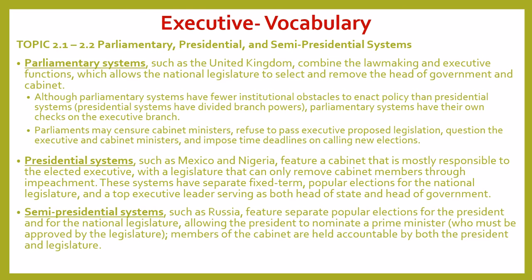So with a parliamentary system, one of the benefits of it is that it does have fewer institutional obstacles to enact policy. So, for example, it's a more efficient system. You don't have to jump through 1,000 hoops in order to get policy or legislation initiated, because it's kind of streamlined because of this marriage between the executive and the lawmaking functions.